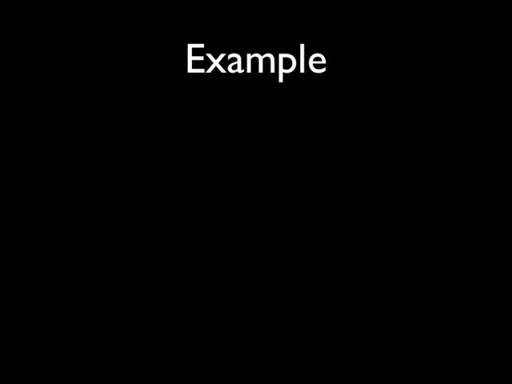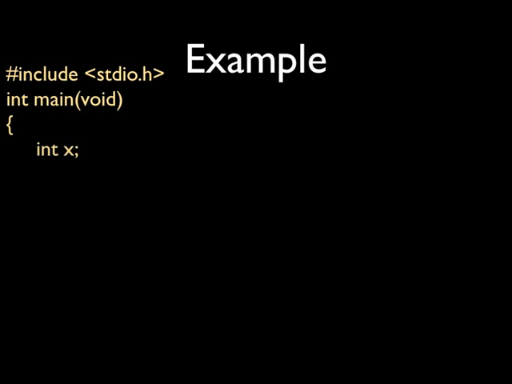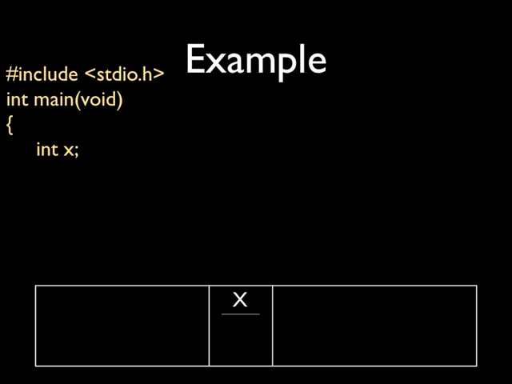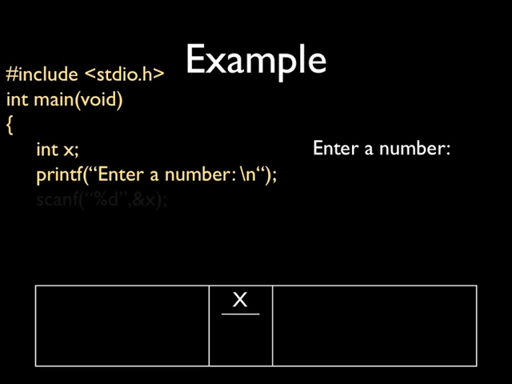So now we're going through an actual example of combining these two concepts of input and output together. So we're going to include our standard input and output library, which is stdio.h. We need that for printf and scanf. We're going to start int main void and open our main scope. Declare a variable called x as an integer, so we go to memory, create this spot for x. Going to print out to the screen, enter a number. So it goes out to our terminal. Going to use scanf now to read in an integer and store its value into x.